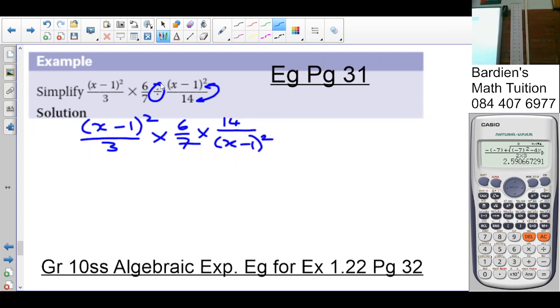Now what? Cancel. Cancel the brackets. Nice. So x minus 1 squared cancels. X minus 1 squared. Not so. Then what? 6 and the 3. 3 going to 3 once. 3 going to 6 twice. Then what? 7 going to 7 once. 7 going to 14 twice. So what are we left with? 2 times 2, which is 4 over.